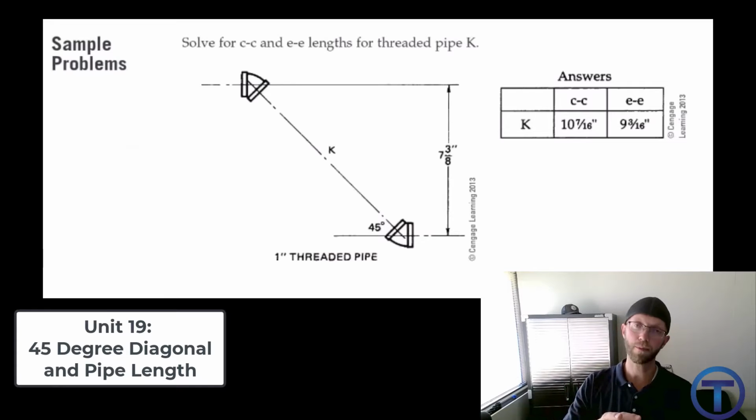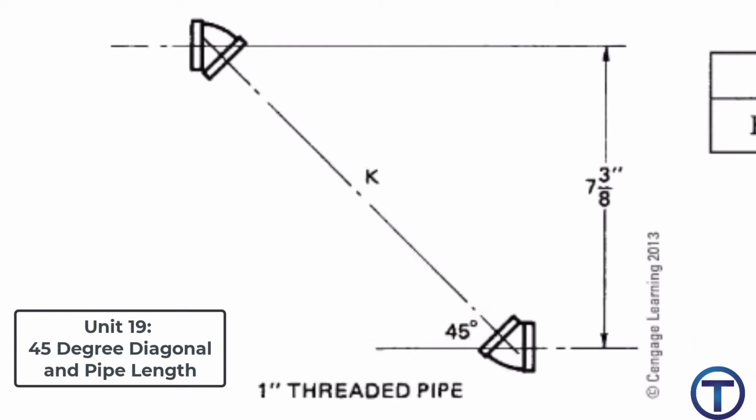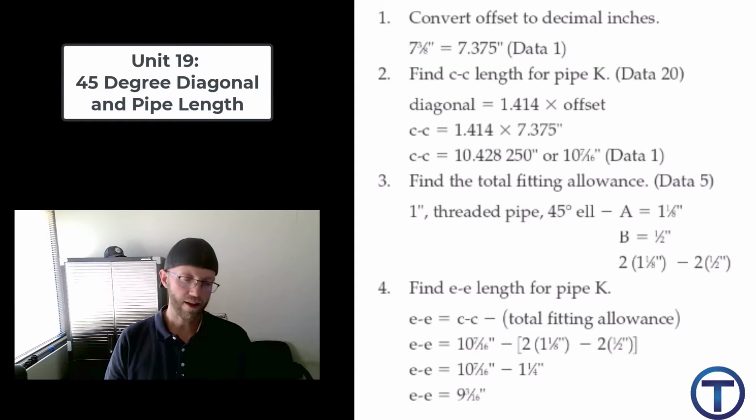We've got our sample problem, and it says solve for center to center and end-to-end lengths for the threaded pipe K. We can see here on the diagram that we have K is this length between 45s, and at the bottom it says 1-inch threaded pipe. We're going to be going to the back of the book again to find out our takeoffs for fittings, but first we need our center-to-center measurements, right? We can see the answers here on the sample problem, but let's figure out how do we come to these answers. Here we have it step by step.